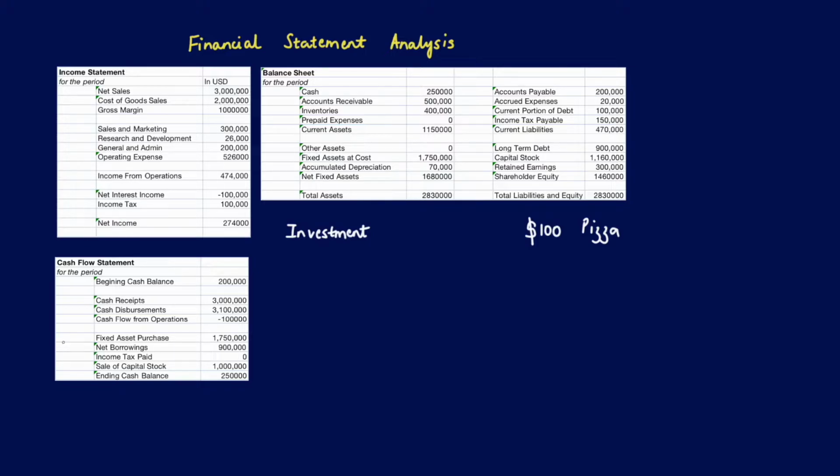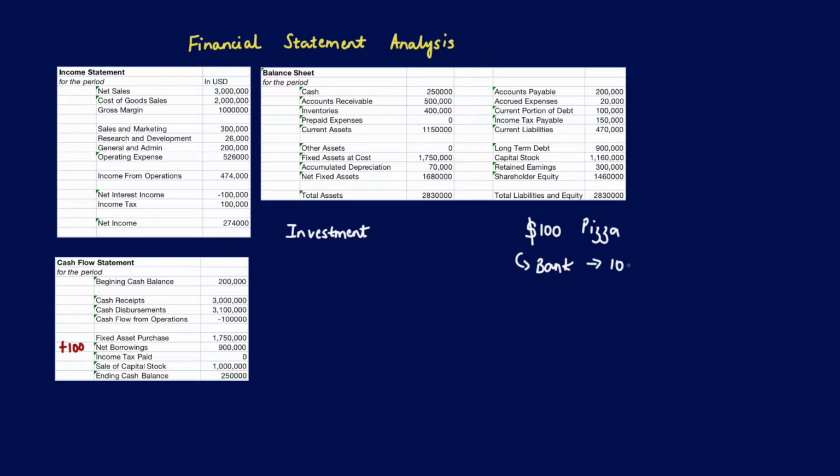Now in this instance, your net borrowings on your cash flow statement would increase by $100 because net borrowings is the amount you've borrowed, any new borrowings in that period, minus any repayments you've made. So let's presume there's no repayments, so your net borrowing goes up by $100.